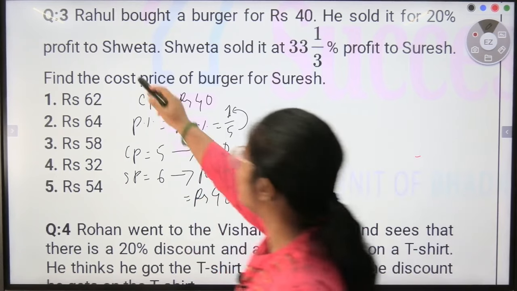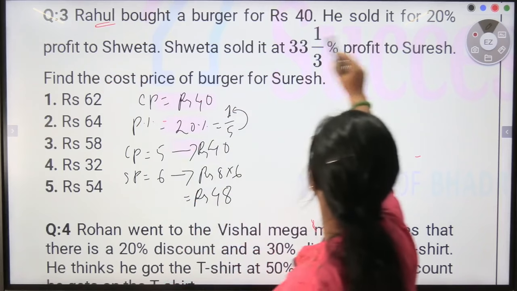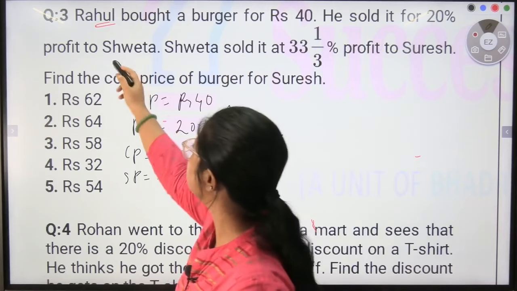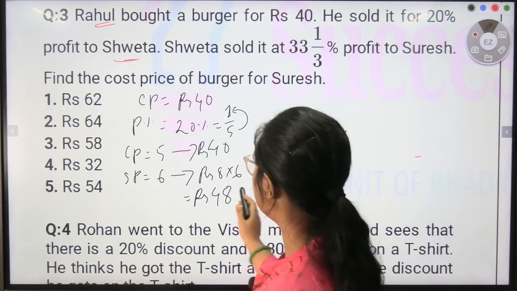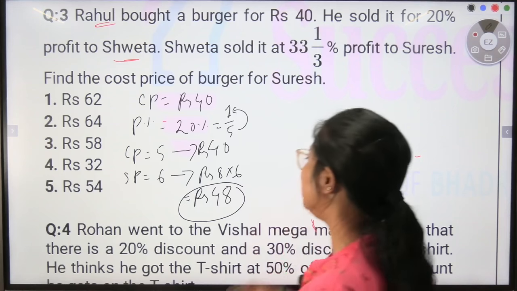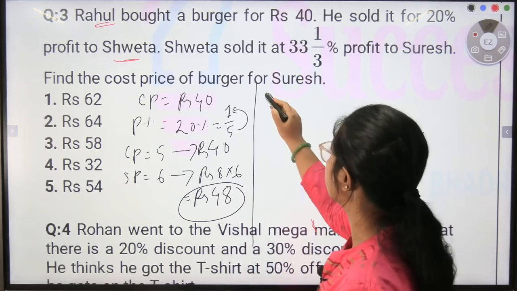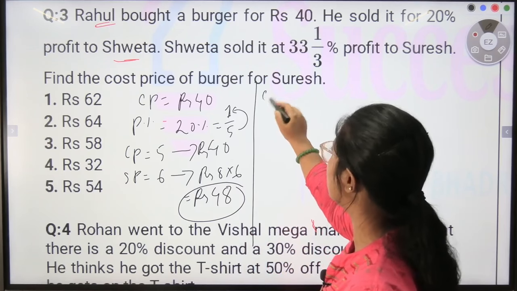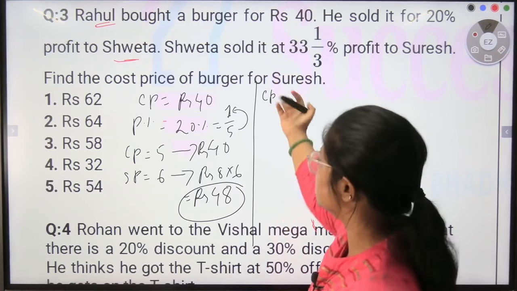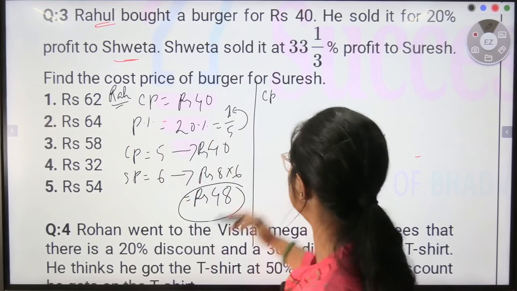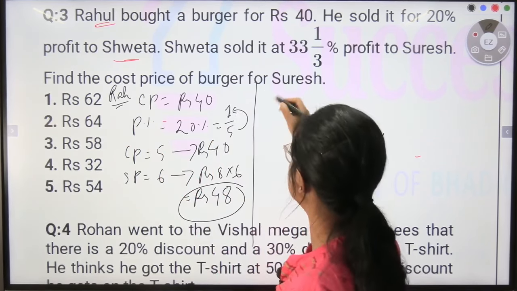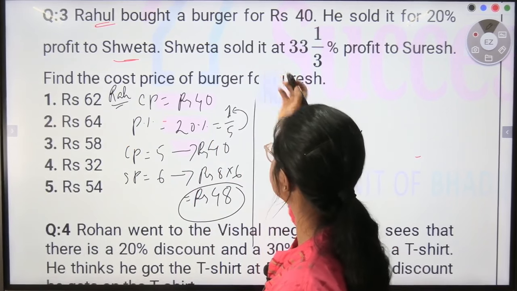So who sold the item? Rahul. So Rahul sold that item to whom? Shweta. So Rahul sold the burger to Shweta at how much rupees? 48 rupees. And what is this 48 rupees? This 48 rupees would be the cost price for Shweta. The earlier amount was the cost price for Rahul, and now this 48 is the cost price for Shweta.